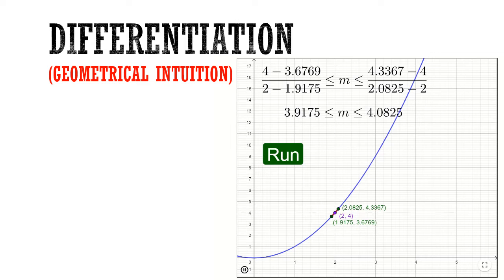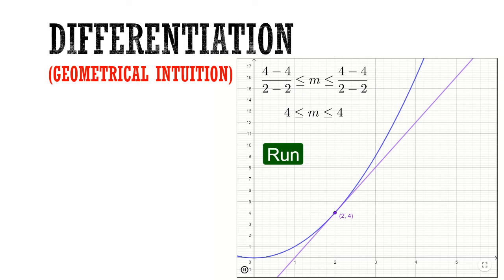As we get closer and closer to the point (2, 4), you can see that the gradient of the left secant approaches 3.9 recurring, and the gradient of the right secant will approach 4.0 recurring. Therefore, we can conclude that the gradient must be sandwiched between the number 4 on both sides. Therefore, the gradient must be 4.